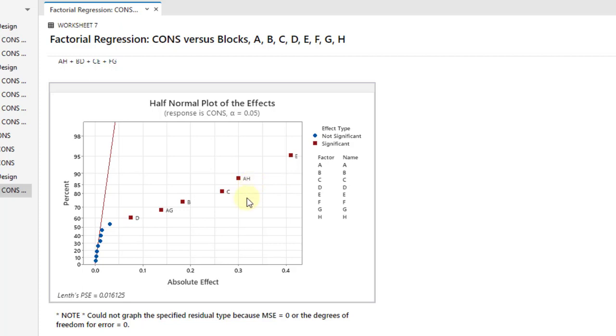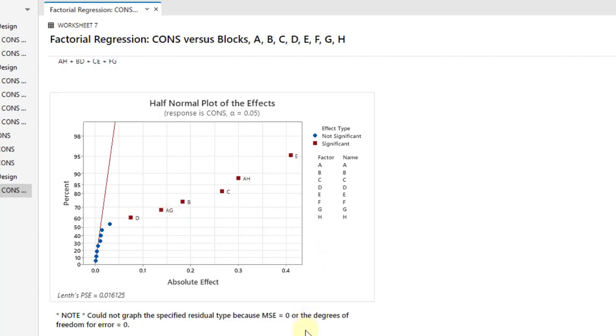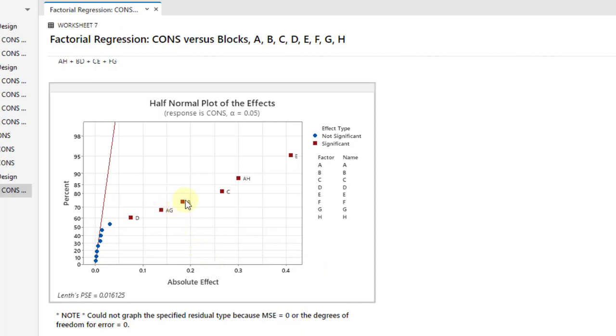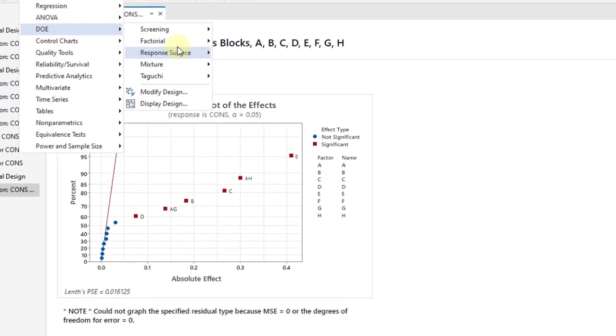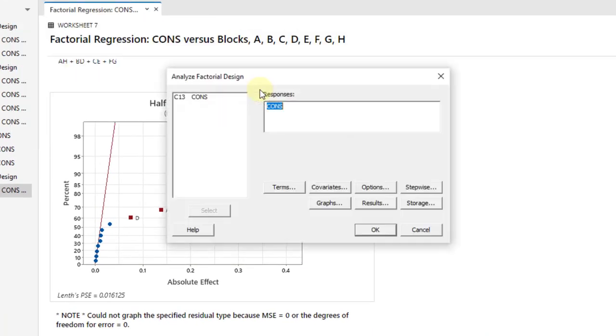However, the main effects of A, G and H are missing, but we will have to enter them. Why? Because their higher-order terms, the 2-way interactions, are significant. Entering a 2-way interaction term without having the main effect term is not allowed, or we can't do it. So in short, we have to enter A, B, C, D, E, G and H, these main effects. So let's go to Stat, then DOE, then Factorial, Analyze Factorial Design.